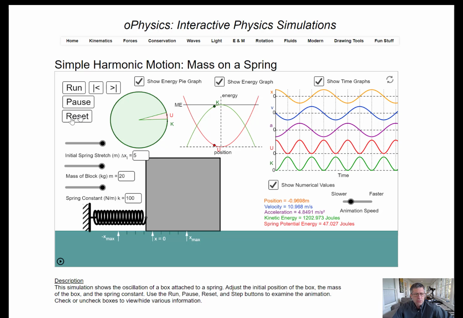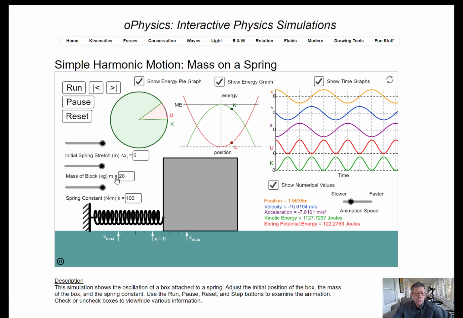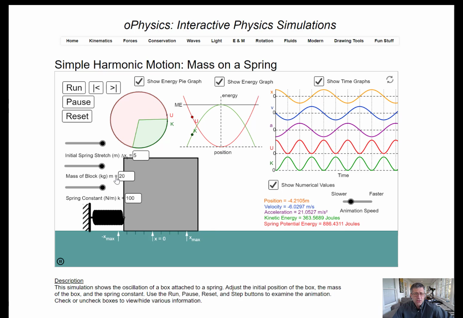So I want to get you thinking about graphing things that are in simple harmonic motion, and we'll first take a look at a mass spring system and get comfortable with the graphs that come from that. This is a simulation run by O-Physics, and it shows a number of different views. So we'll try to talk through these different views.